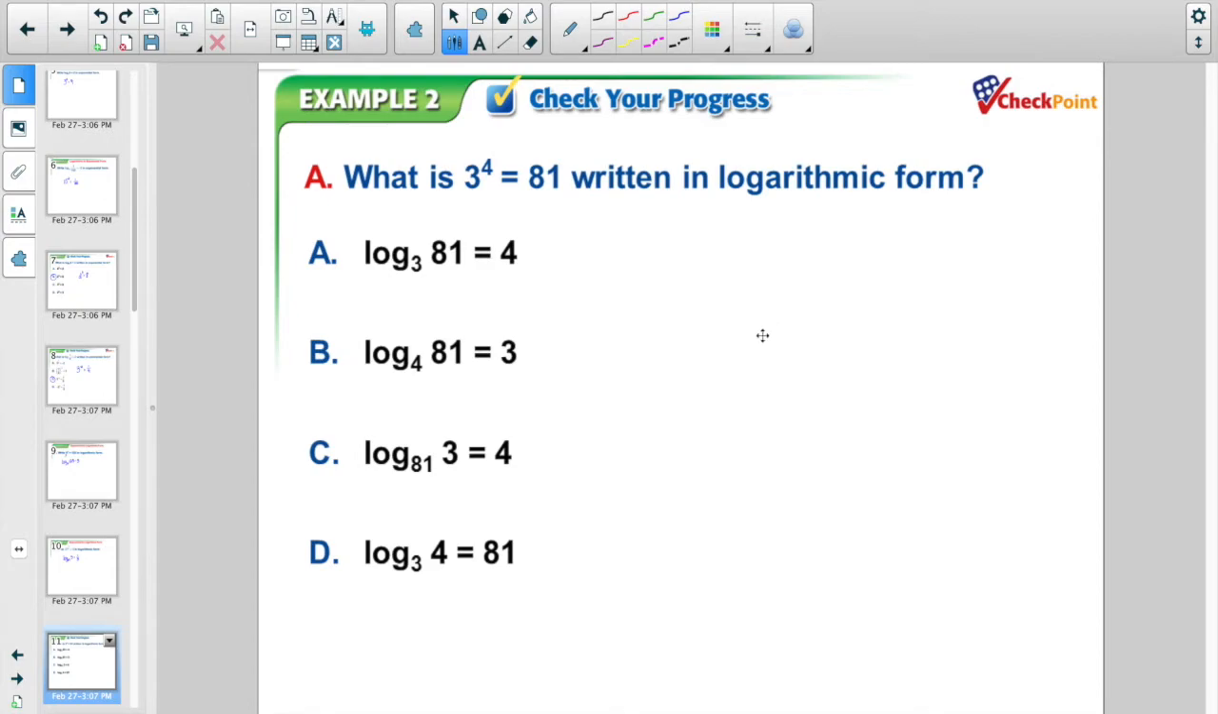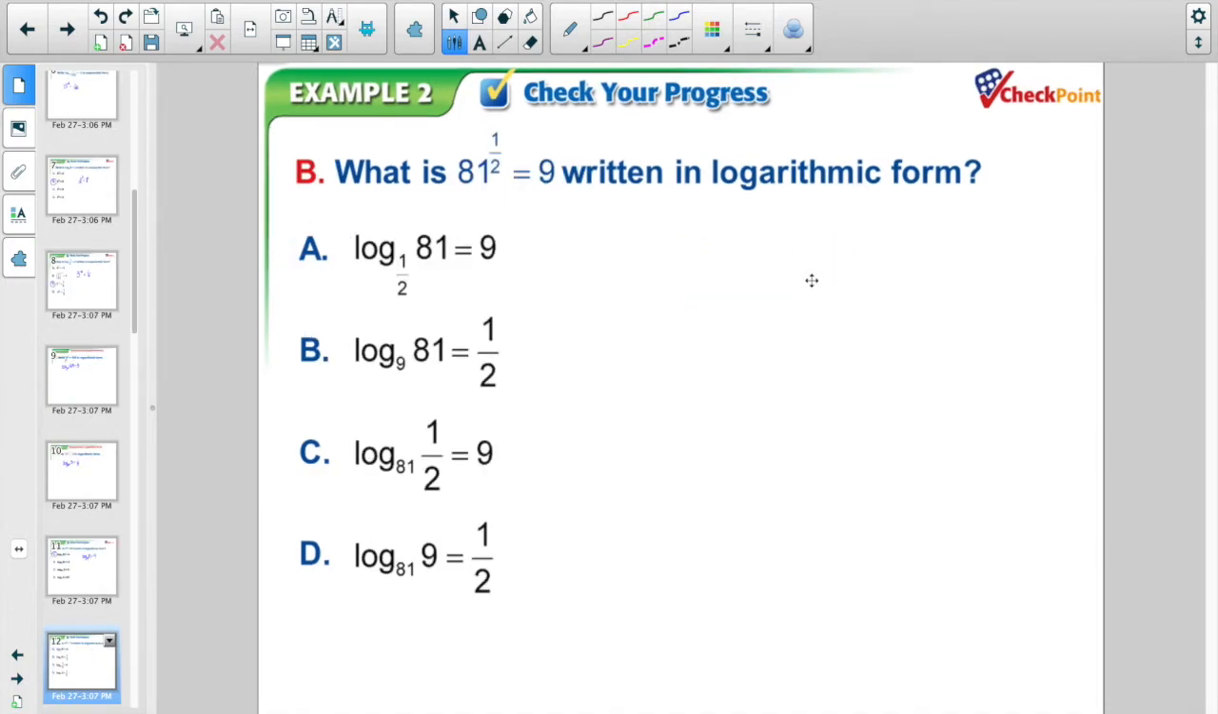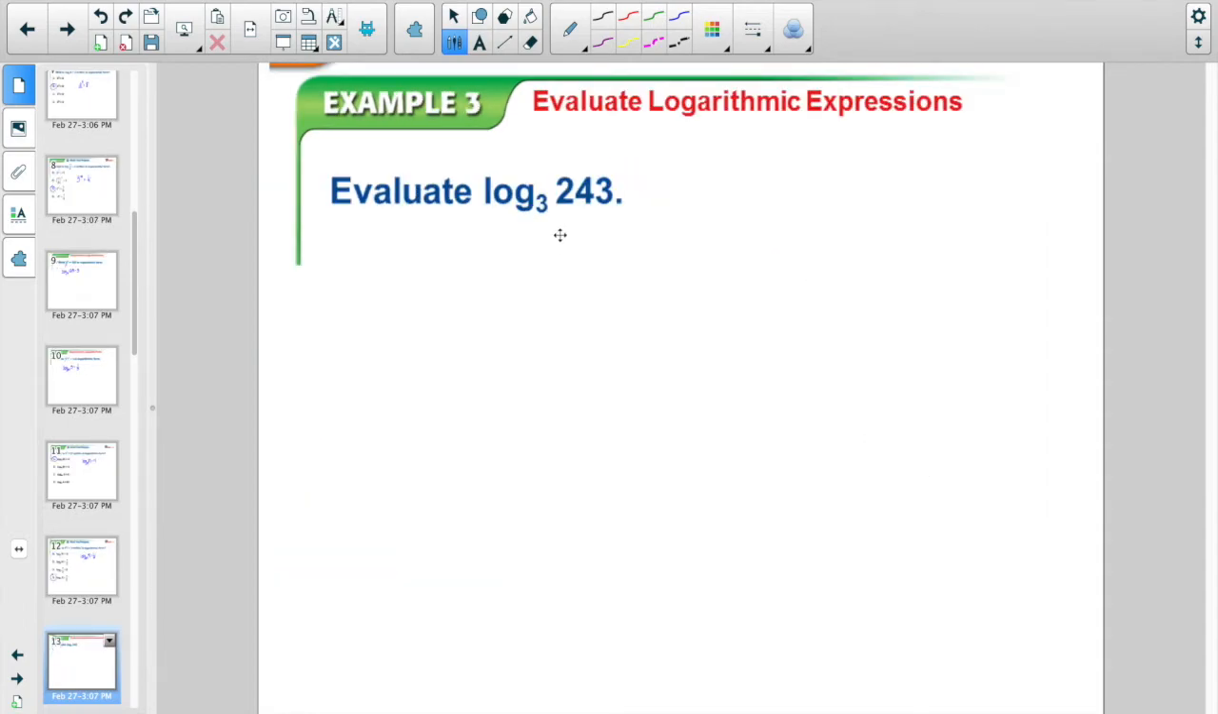Go ahead and try this one. You can pause the video and try it. So you should have gotten log base 3 of 81 equals 4, which is A. And now go ahead, pause it and try this. Okay, so we have log, the base is going to be 81, and then we swap these. And so that is D. Now, for one like this, you're asked to evaluate log base 3 of 243.